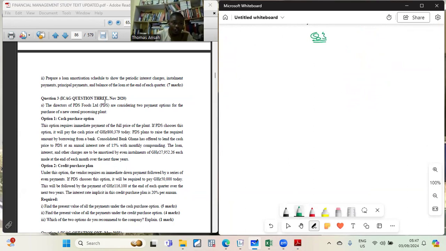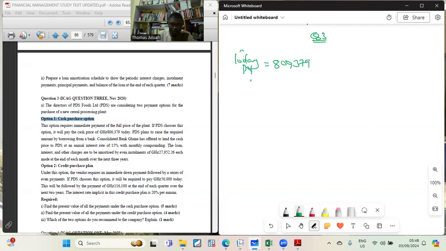Question 3 says the director of PDS is considering 2 payment options. Option 1 is a cash purchase option, and this option requires immediate payment of the full price of the plant. If PDS chooses this plant, it will pay a cash price of 800,379. So there is a payment today. So that is a present value. Today is present. So you have 800,379 today.